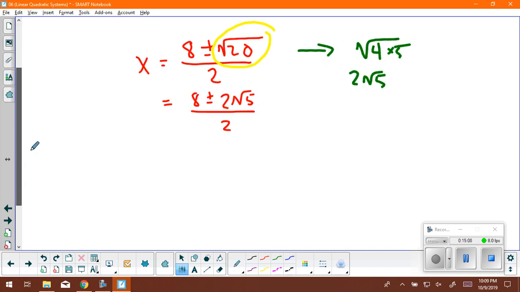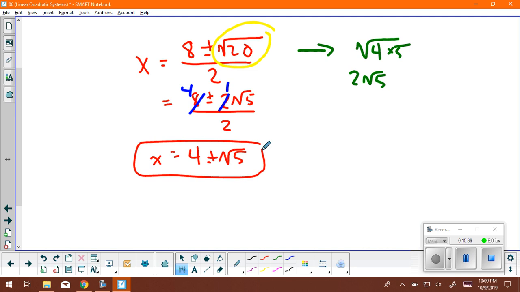How does that help me? Well, I can tidy this up a bit because now both terms of the numerator are divisible by 2, and it says to divide this by 2. So I can divide each thing on the top by 2. So 8 divided by 2 is 4, and 2 divided by 2 is 1. So this is now reduced to 4 plus or minus the square root of 5. So I have reduced my quadratic formula using simplifying radicals to something that looks a little bit nicer. I've been able to take the fraction out because I can reduce it. That's the whole idea right there.